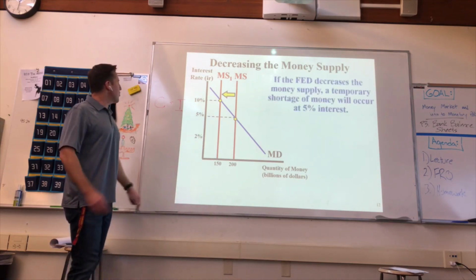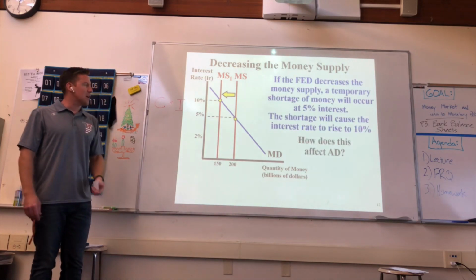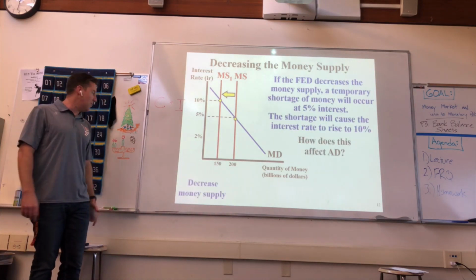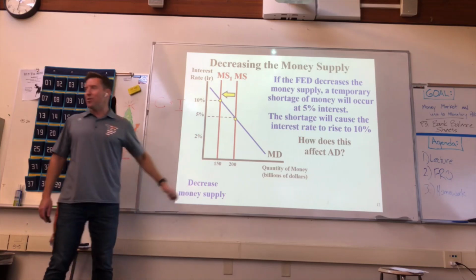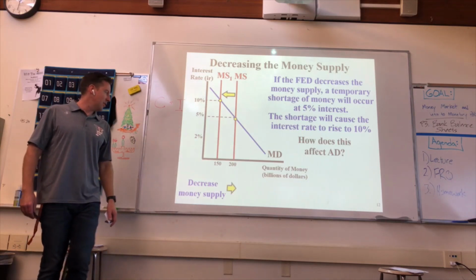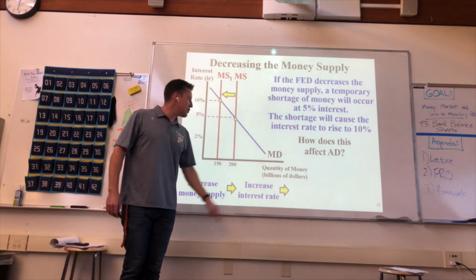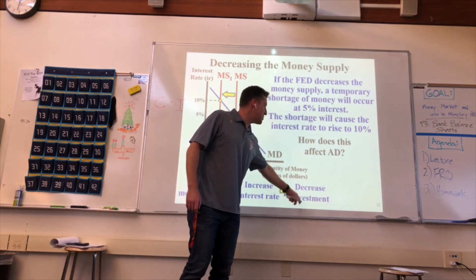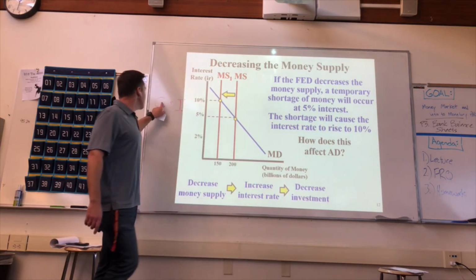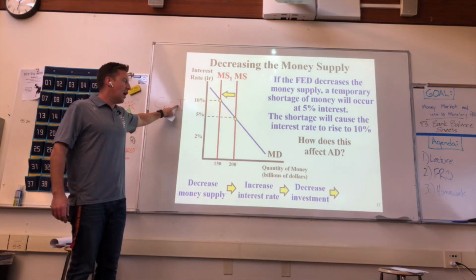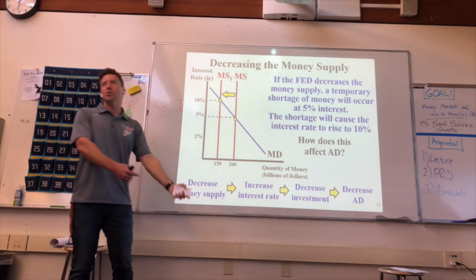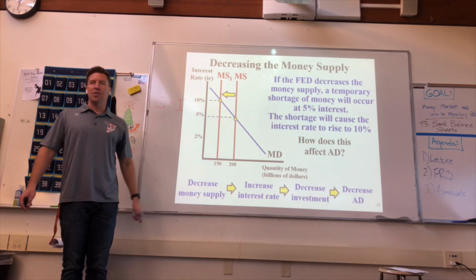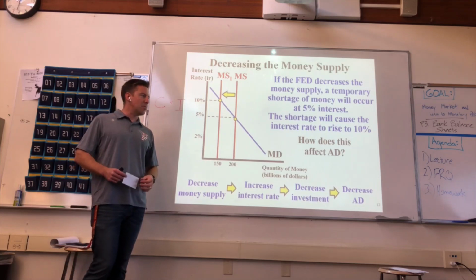So C would drop, I would drop, and aggregate demand would decrease. So wait for it. If you decrease the money supply, you are raising interest rates, which means that you are going to decrease investment. Consumers aren't going to invest, businesses aren't going to invest, and that would bring aggregate demand to the left. This is getting us out of an inflationary period.